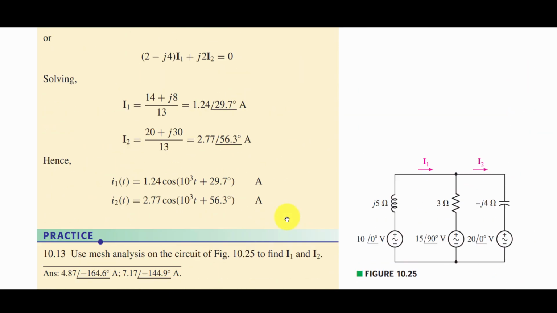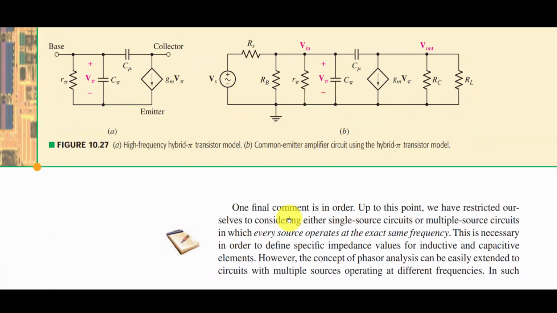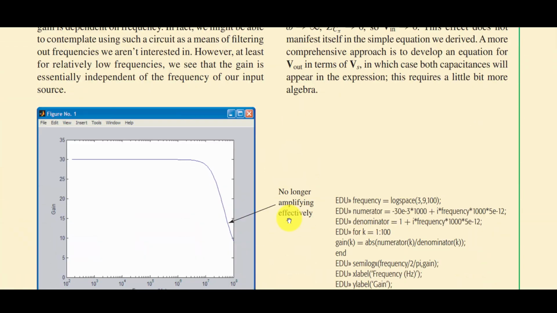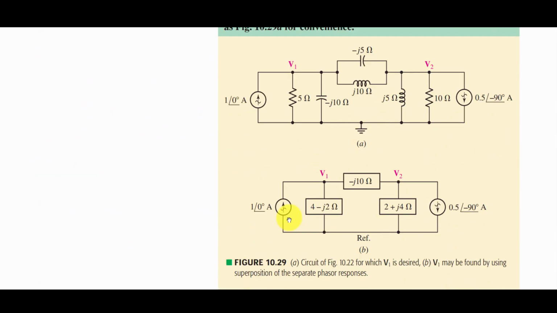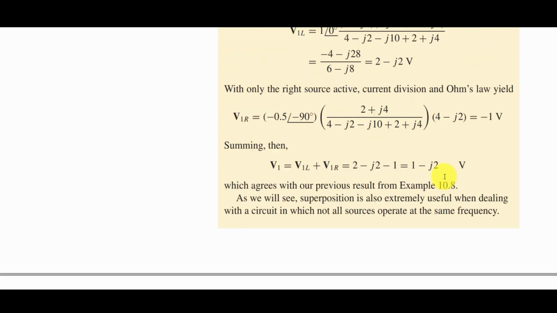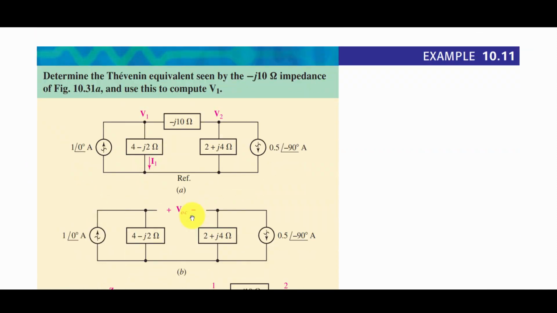So superposition, the Thevenin theorem, source transformation, everything could be done in the frequency domain, assuming that all the components, voltages, currents and ohms are at one frequency. That's how we avoid the use of differential equations and use simple algebraic equations to solve for the unknown voltages and currents in a circuit.